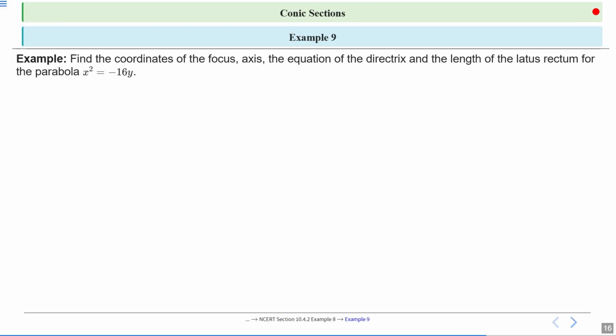Now we will discuss another example, okay. In this example we have to find the coordinates of the focus and the axis of the parabola, and then we have to find the equation of the directrix, and then we have to find the length of latus rectum, okay, for the parabola x square equal to minus 16y. So we have given the equation of parabola x square equal to minus 16y, and then we have to find focus, axis, equation of directrix, and length of latus rectum.